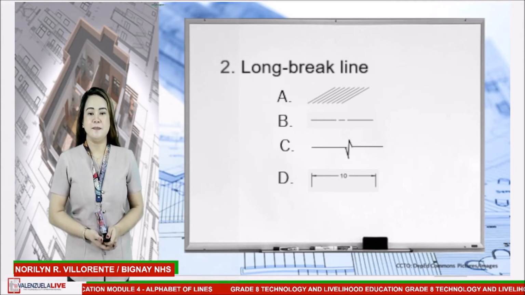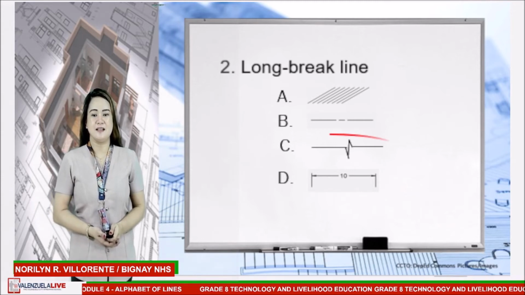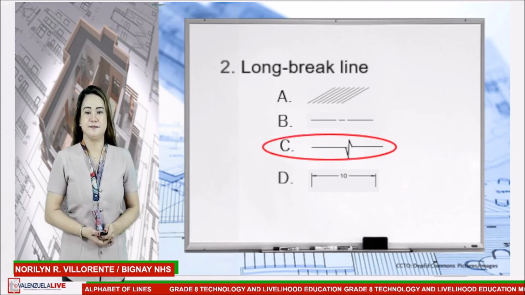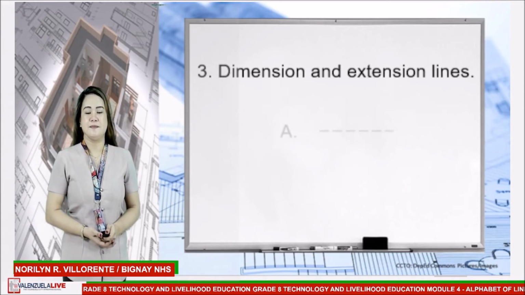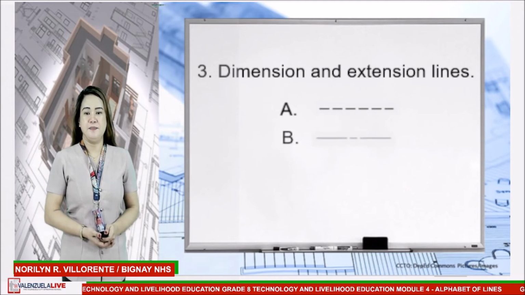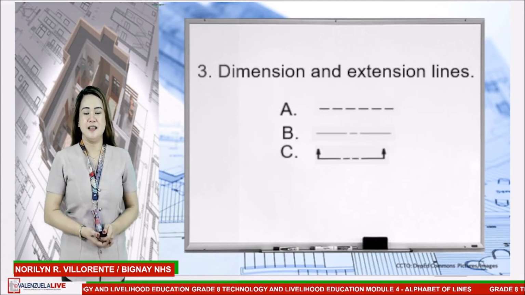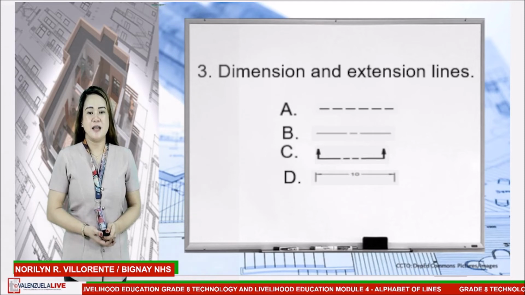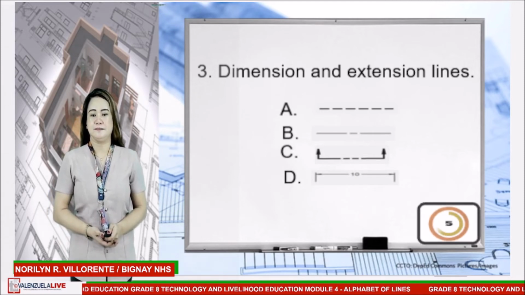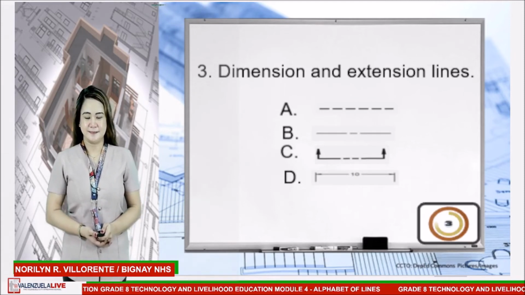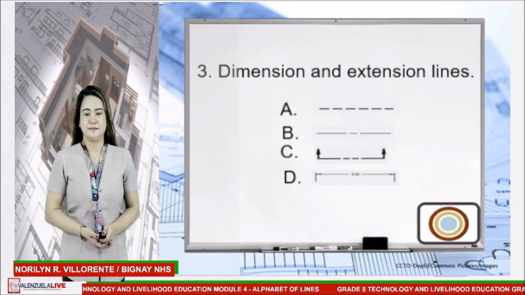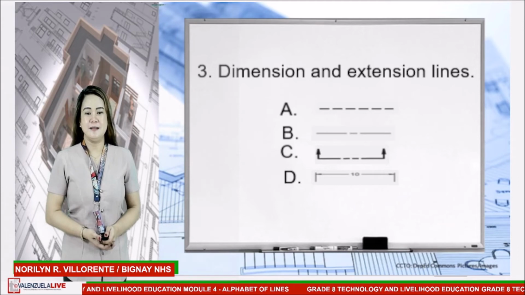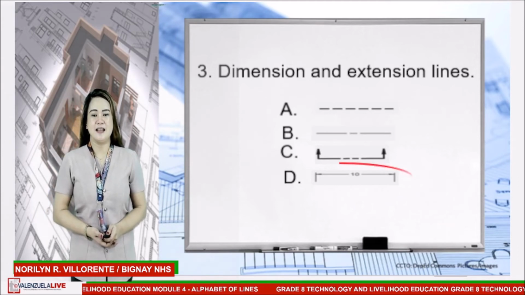Time is up. The correct answer is letter C. Very good. Number 3, dimension and extension lines. Is it A, B, C, or D? Your timer starts now. Time is up. The correct answer is letter D.